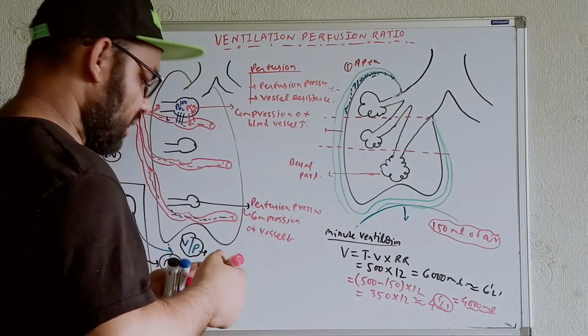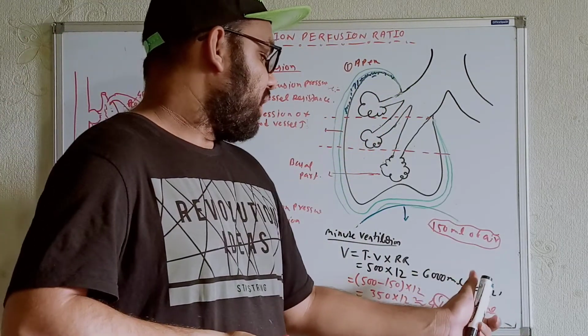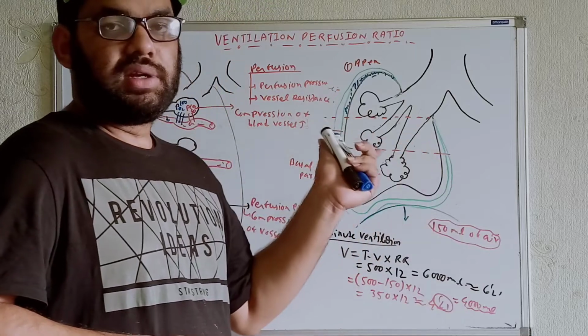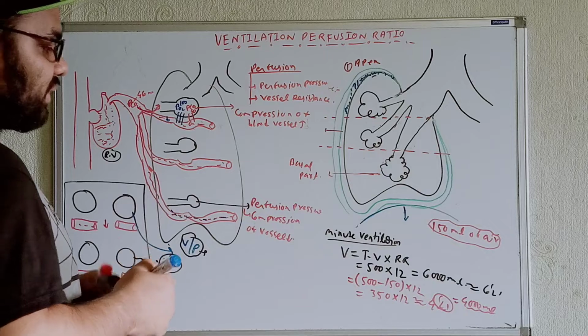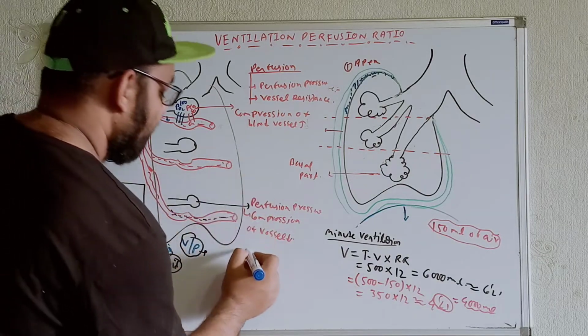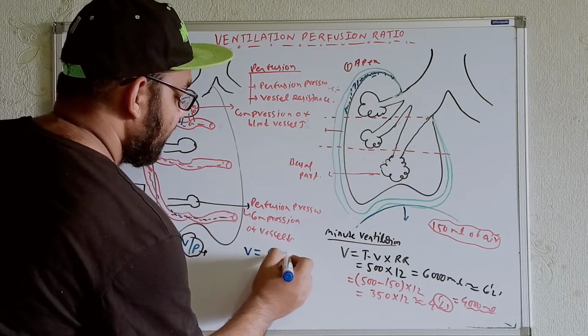Okay, we are getting how much? 4000 ml of air is going in 1 minute. Now if you say in terms of the perfusion, we are getting the ventilation as how much? Ventilation we are getting 4 liter.